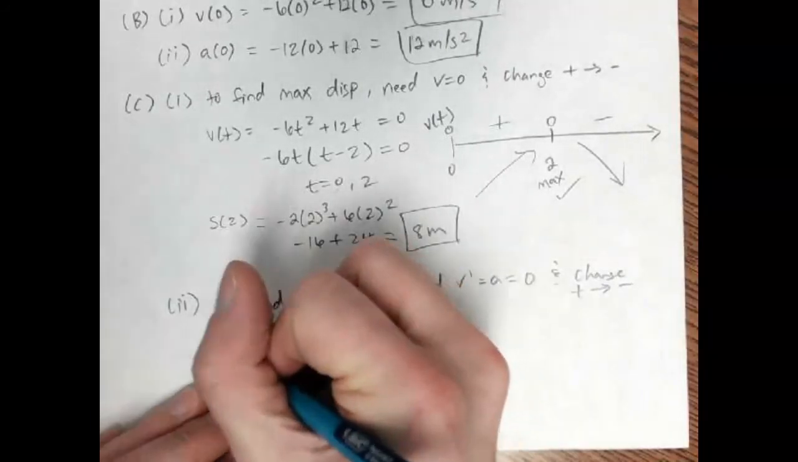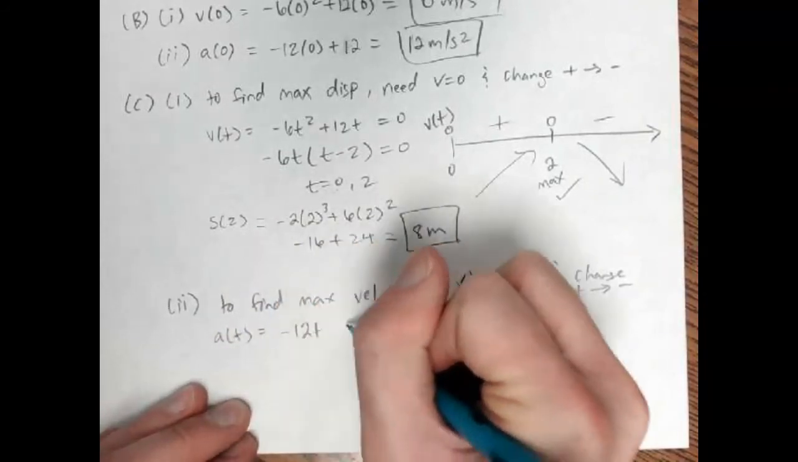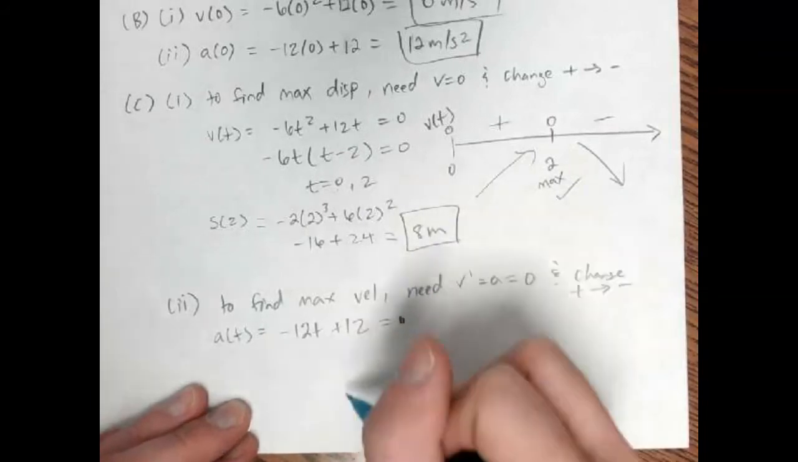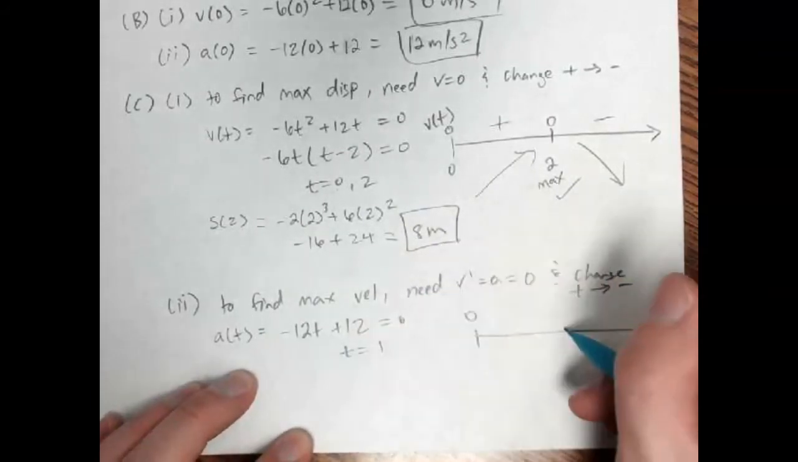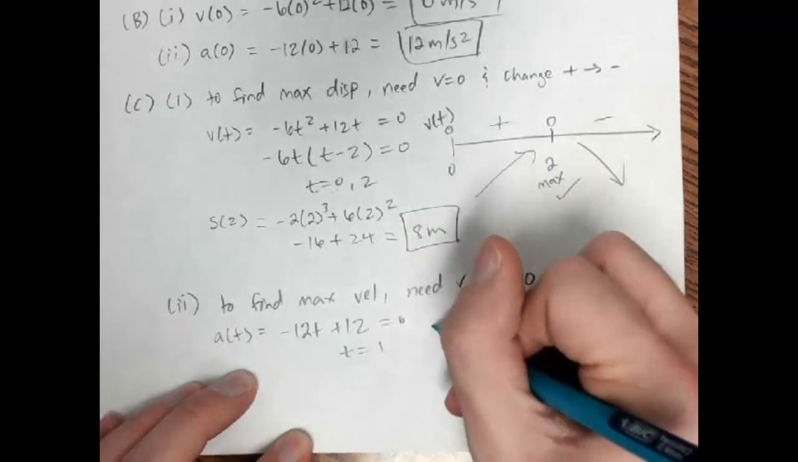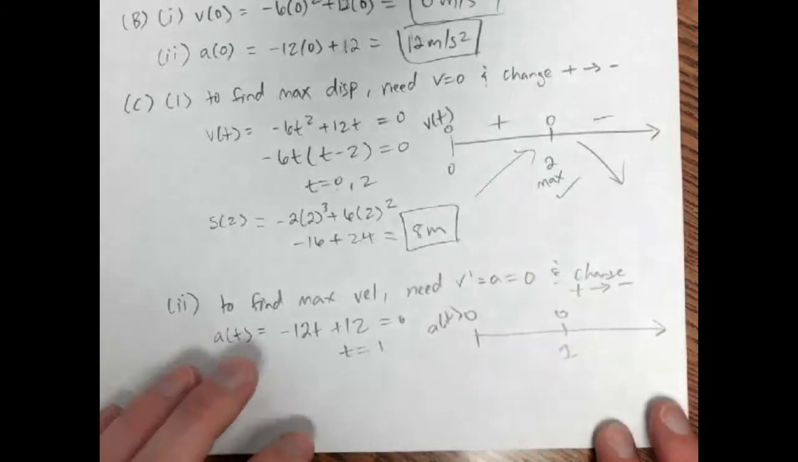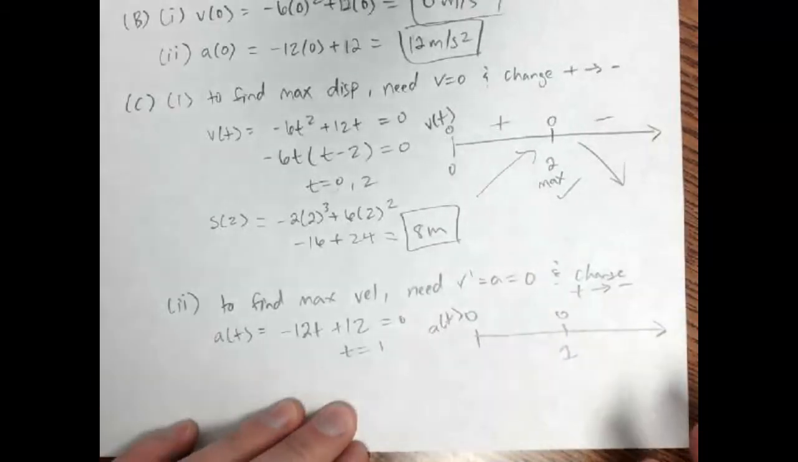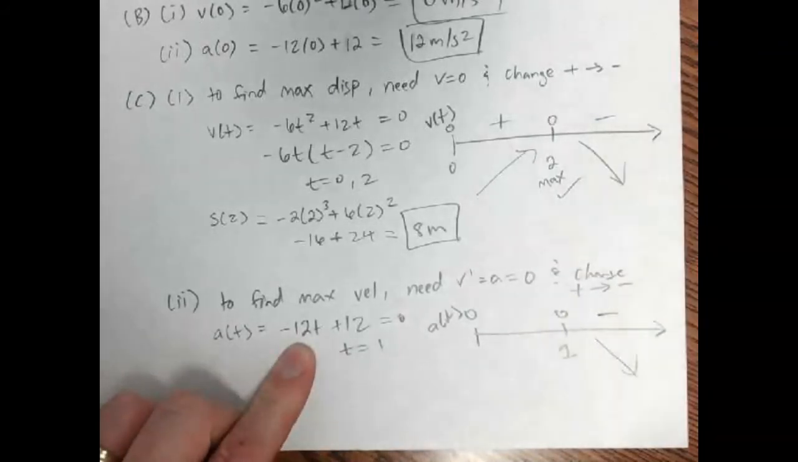Okay, here we go. Acceleration function, we already had it. It was negative 12t plus 12, set it equal to 0. So I'm thinking we're going to get time is equal to 1. Always label your sign charts too, so that way your work is organized. If I plugged in something like 5, you're going to get a negative value. So your velocity would be decreasing.